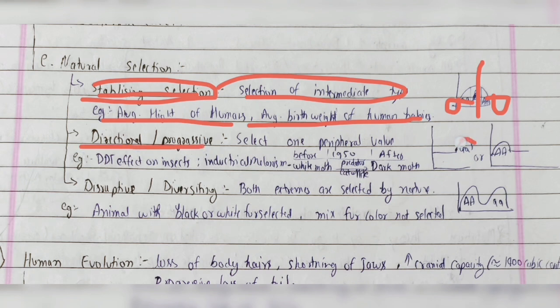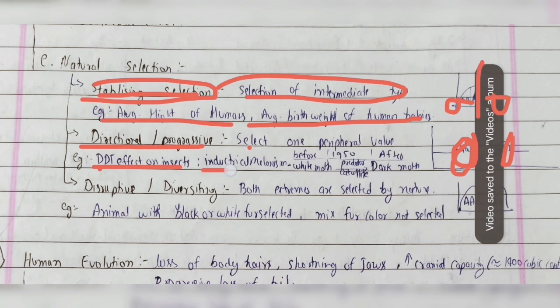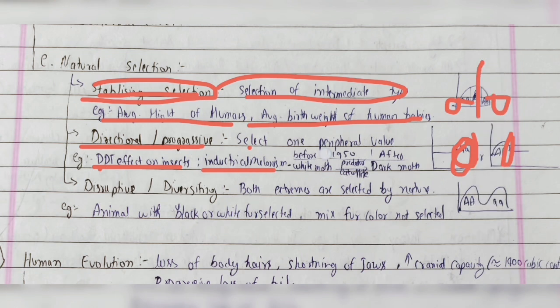Next in line comes directional or progressive selection. In this type of selection, one of the peripheral values will be chosen, it may be the recessive one, it may be the dominant one. For example, the DDT effect on insects is one such example, and industrial melanism, due to which before 1950 white moths dominated, but after 1950, due to the industrial revolution, many of the white moths died due to pollution and the dark moth became dominant, and it chose a peripheral value.